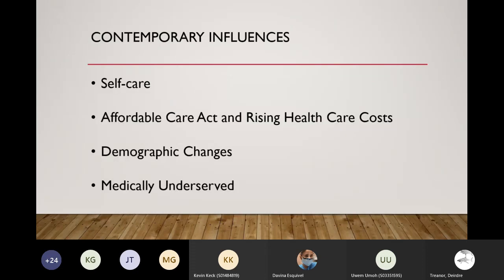So, some of the more contemporary influences, things that are influencing us today. Self-care. You can't take care of others if you're not taking care of yourself. Nurses are horrible about self-care. It's very, very important, you guys, that you take time for yourself. You need to make sure you care for yourself.